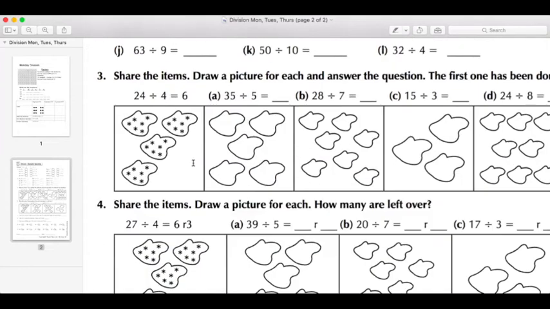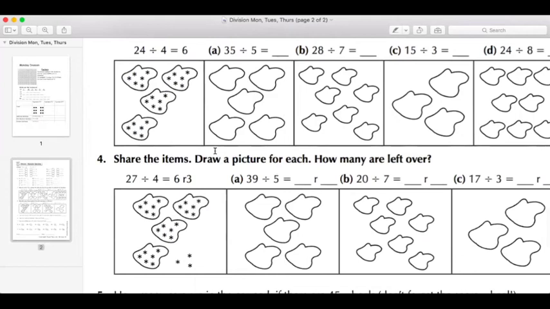Okay, so the next activity, number 3, the first question is 24 stars. And there are 4 groups of stars, and you have to work out how many stars are in each group. So 24 divided by 4 is 6. So that's how I know there's 6 stars in each group. So you do the exact same for all these here.